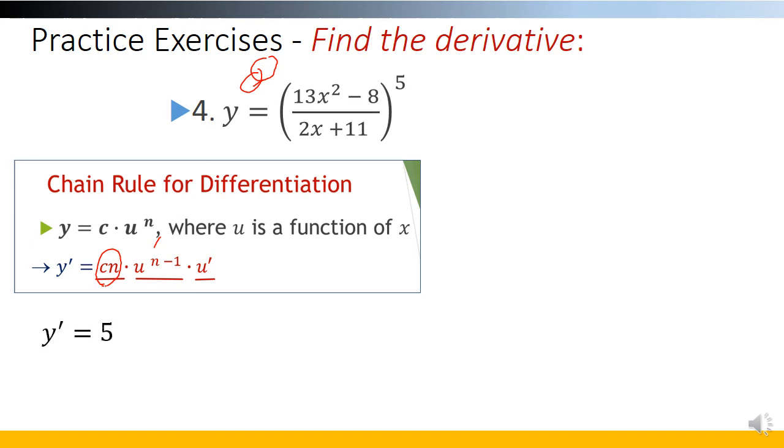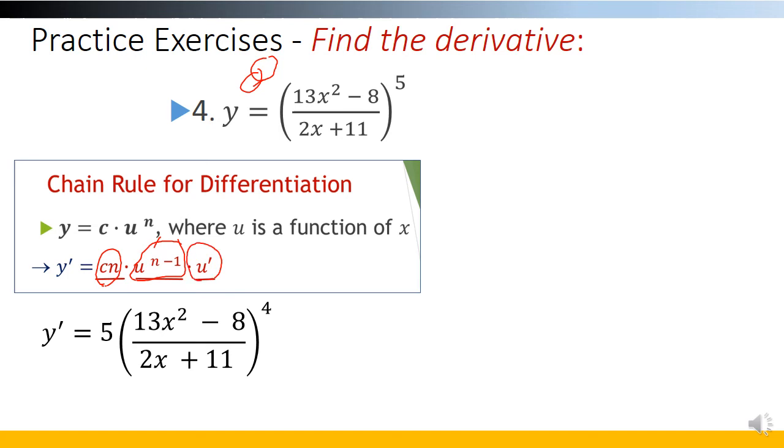Okay, now for our second factor, we just have to copy the base. In this case, it's a fraction. Raised to 5 minus 1, that would be 4. Okay? And the last factor will be the derivative of your base. Yung base natin is the whole thing, this fraction. Okay?